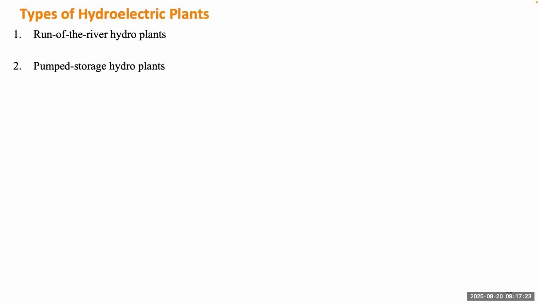We mentioned there are two types of hydroelectric plants. The first type is run-of-the-river hydro plants. The second is the pump storage hydro plant. The pump storage hydro plant is a very useful one to power the peak load.